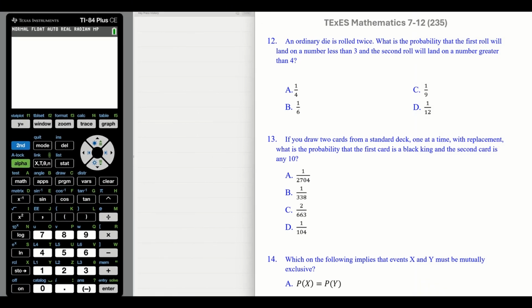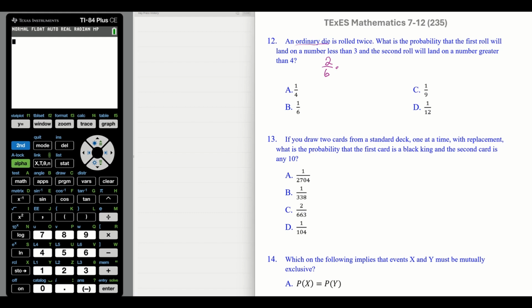Number 12. An ordinary die is rolled twice. What is the probability that the first roll will land on a number less than 3 and the second roll will land on a number greater than 4? Well, less than 3 is numbers 1 and 2. So that is 2 out of 6 since we're using an ordinary die.